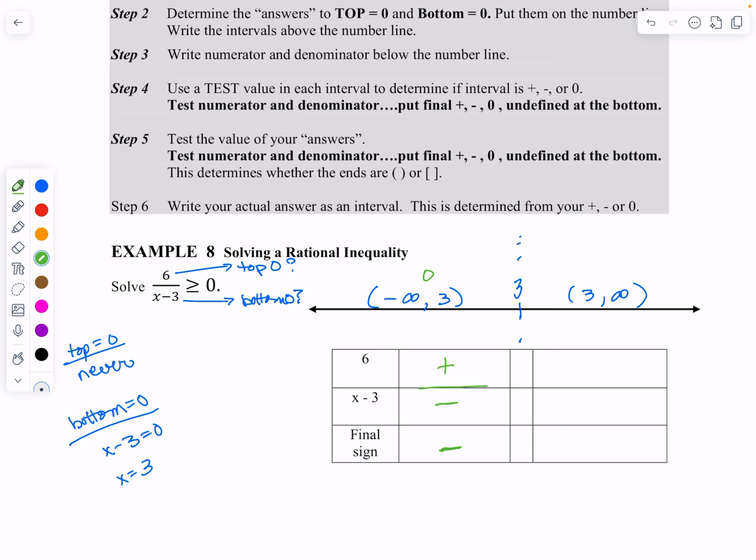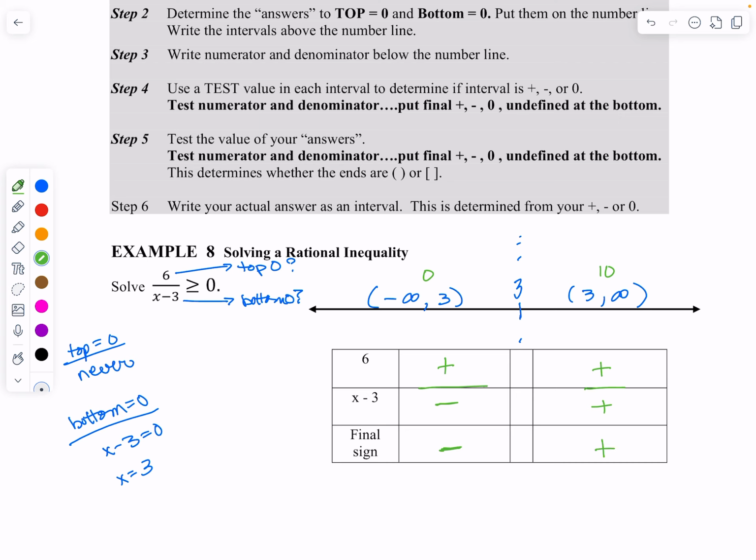Now let's look to the right. Let's grab a number that's bigger than 3. Again, I like to use 10. If I put 10 in the top, it doesn't matter, it's always going to be a positive. If I put 10 in the bottom, 10 minus 3 is going to give me positive 7. I don't care about the 7. I care that it's positive. And then positive divided by positive is a positive.